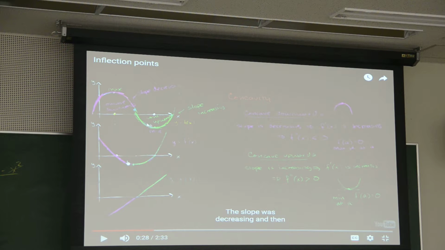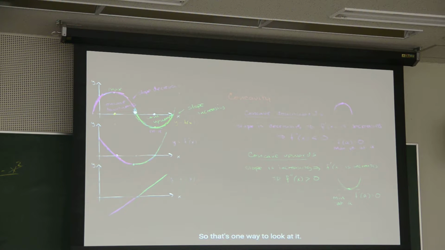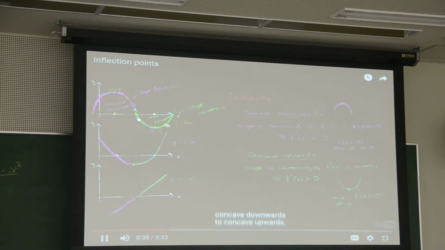However, what happens over here? Now it's negative, then it's 0, then it's positive. So now what's happening? Something that's going from negative to positive is increasing. So we'd say the slope is increasing. So in the red one, when it's concave down, the slope is decreasing, but when it's concave up, the slope is increasing, right? So how about right here? And then the slope started increasing. So that's one way to look at it. Right here in our function, we go from being concave downwards to concave upwards.